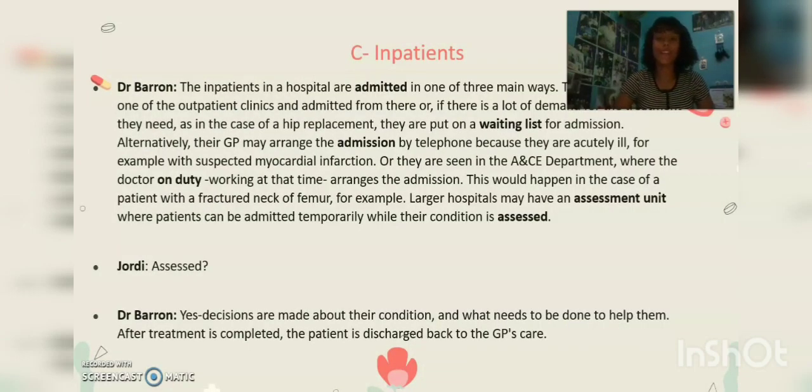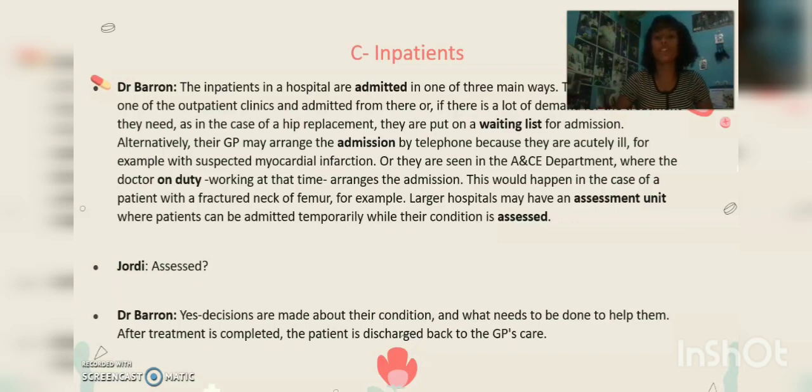Okay, this is Laura Joaquim. I'm going to read part C, which is called inpatients. Dr. Barron says the inpatients in a hospital are admitted in one of three main ways. They may be seen in one of the outpatient clinics and admitted from there, or if there is a lot of demand for the treatment they need, as in the case of a hip replacement, they are put on a waiting list for admission.